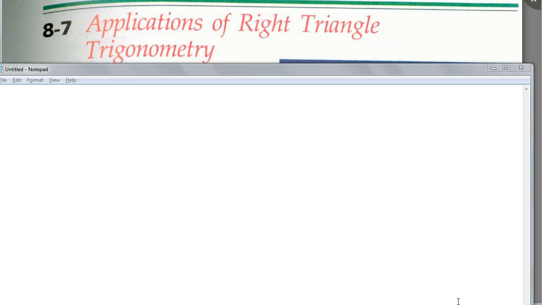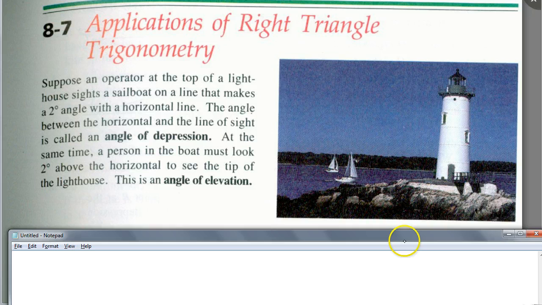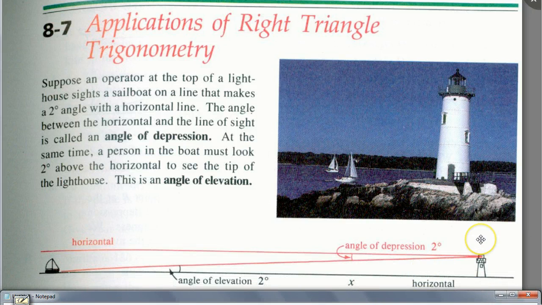Okay, Kev, can you read this for us? Suppose an operator at the top of a lighthouse sights a sailboat on a line that makes a 2-degree angle with the horizontal line. The angle between the horizontal and the line of sight is called the angle of depression.